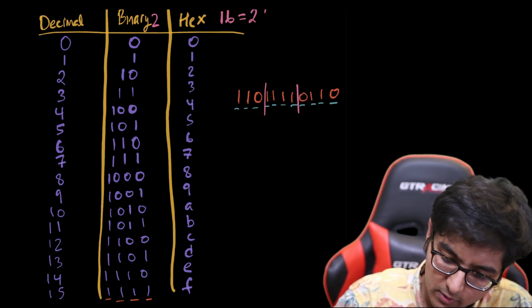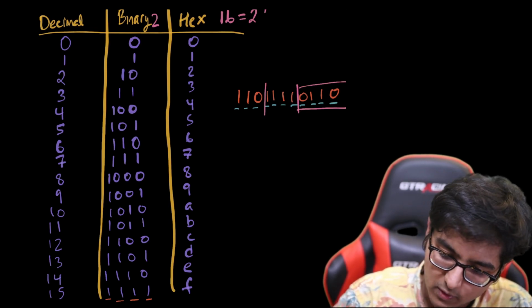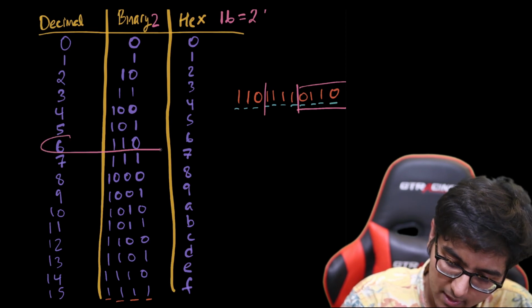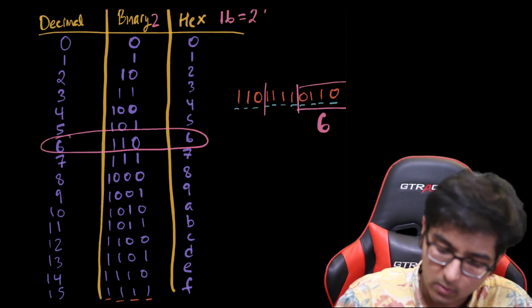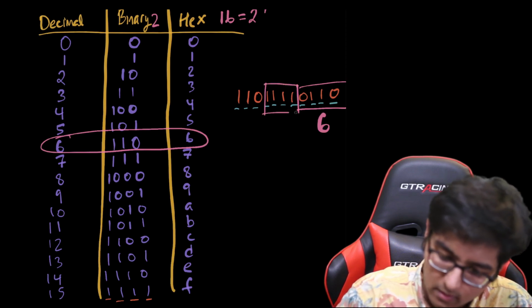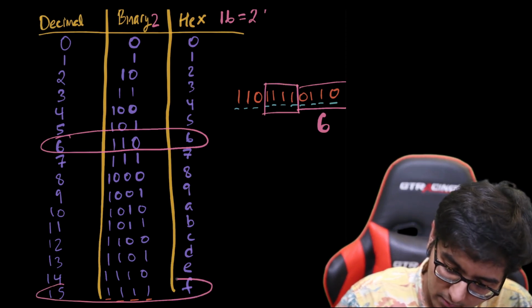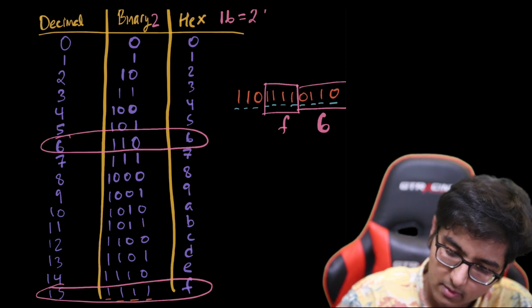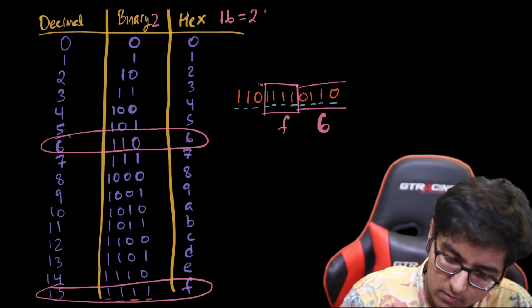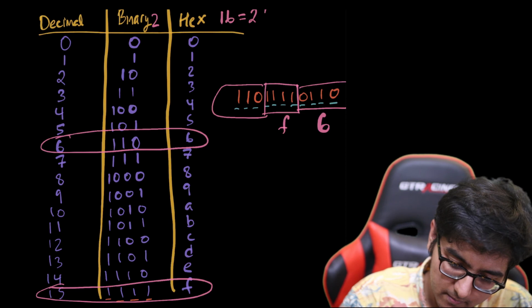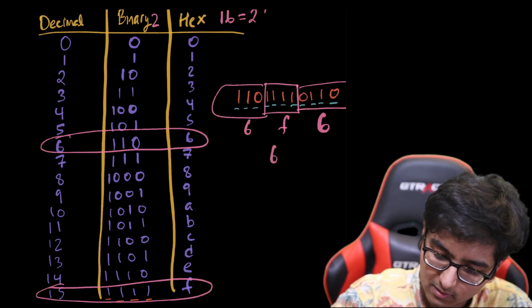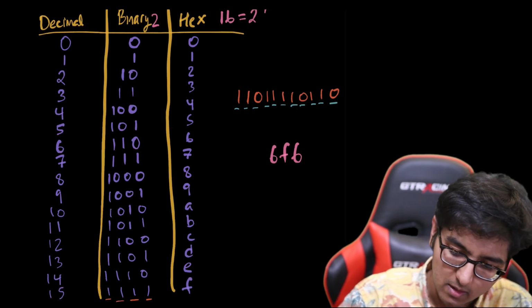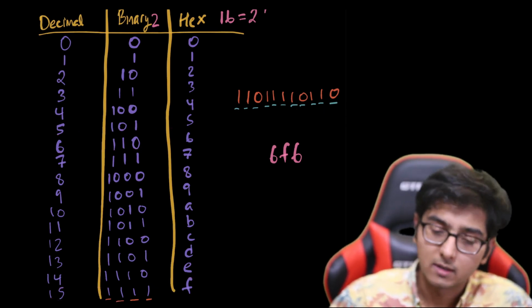So we know that 0110, which is the first rightmost chunk, is equal to hexadecimal 6. So let's write down a 6. We know that 111 is hexadecimal F. So let's write down an F. And 110 is, again, hexadecimal 6. We'd predict that this number is equal to 6F6. And you'd be correct. Go ahead, give it a shot.